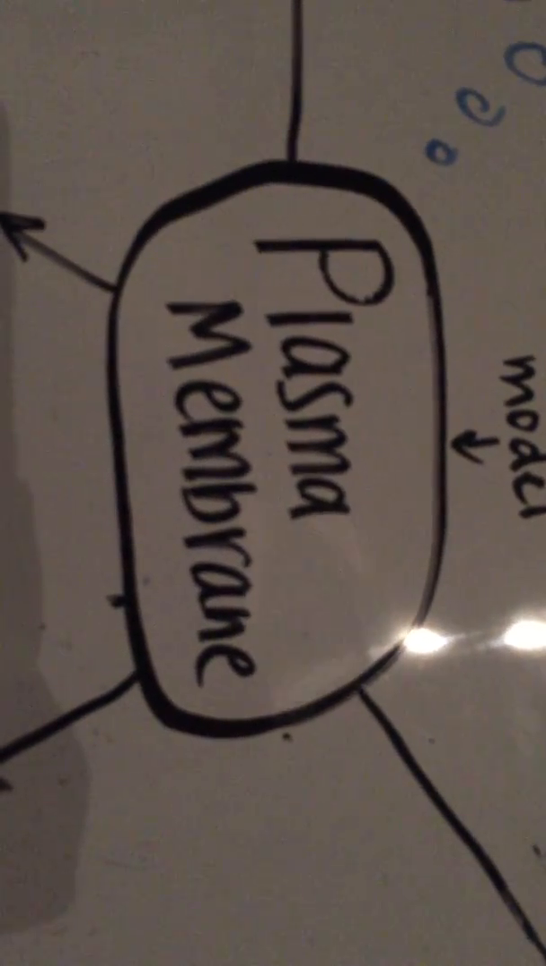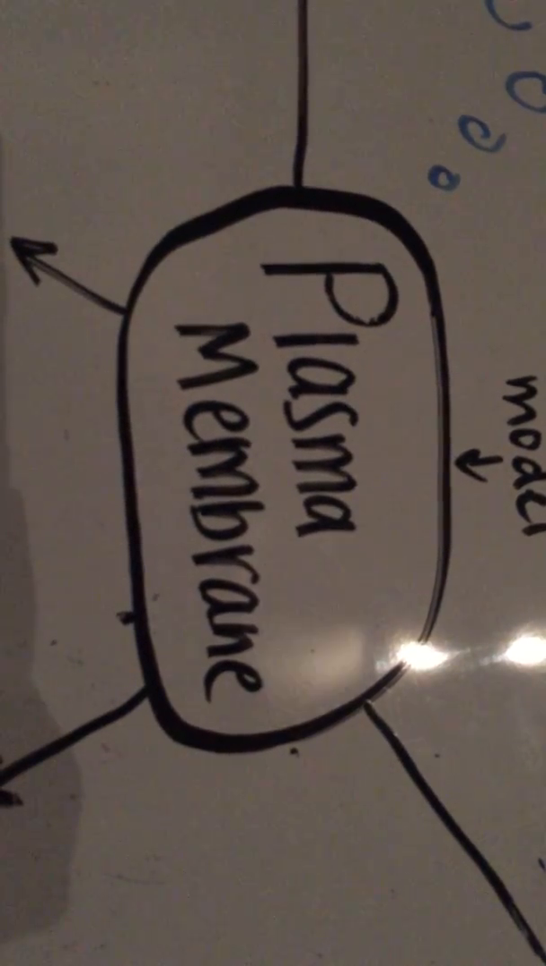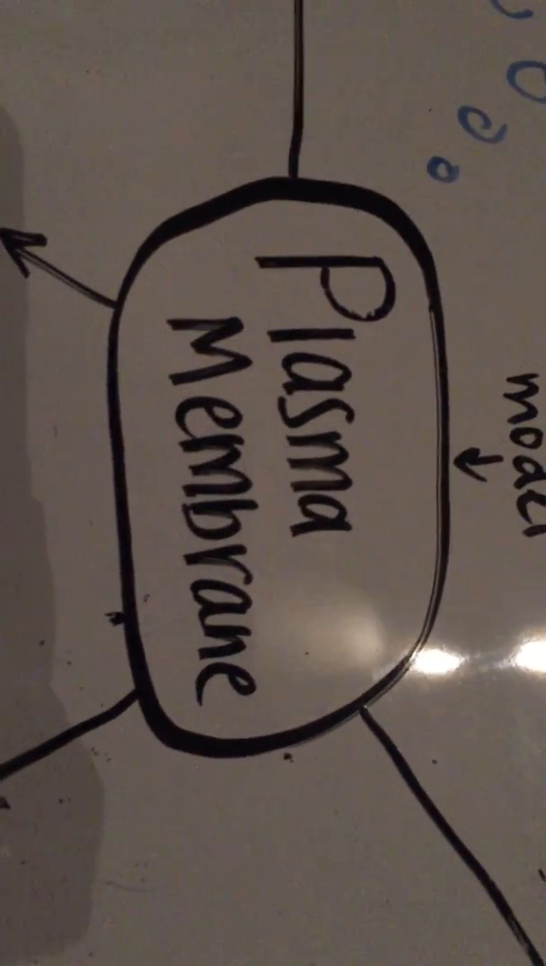Hello, my name is Micah Richardson, and this is my concept map for the cell membrane. We'll start at the center, which is the plasma membrane, the main concept, and we'll build around it.